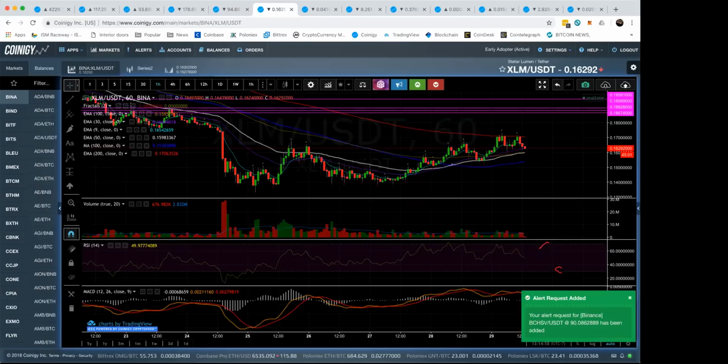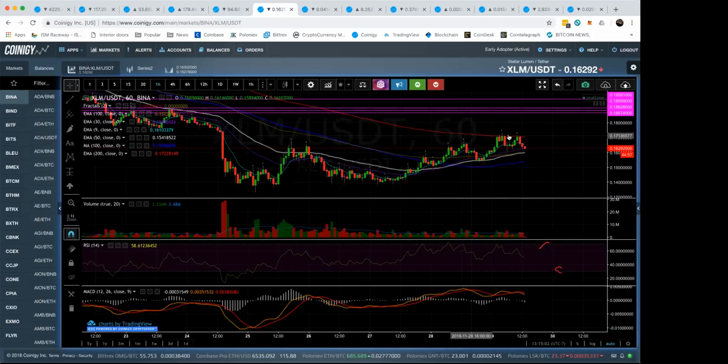The next one we have is XLM. Look how well this 200 EMA worked out as our target. If you guys are playing this and you wanted a target, look how well the 200 EMA hit twice. Unfortunately, we have a double top here, and it looks like it's playing out. To complete the double top, we have to hit 15 cents.